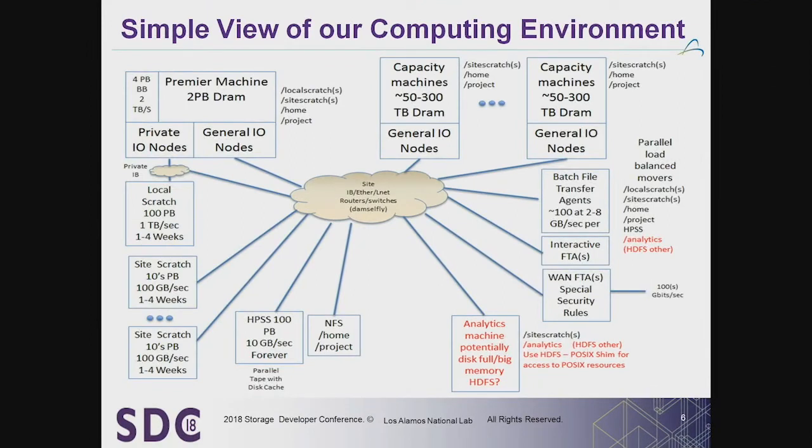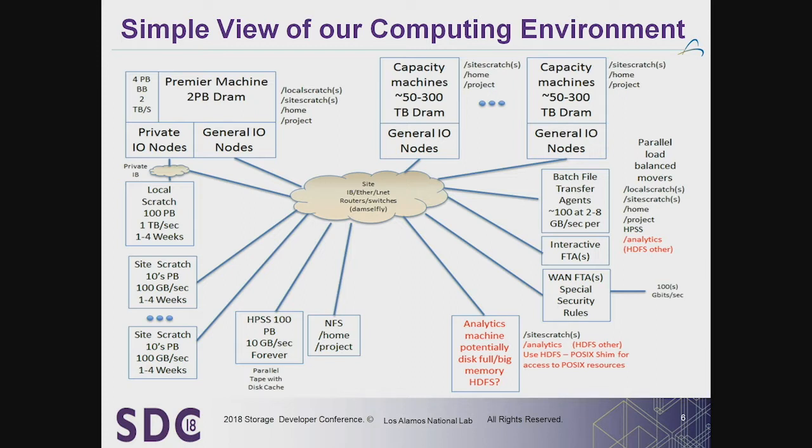We helped develop HPSS. It's parallel tape, so you stripe data across lots of tape robots. And that's about 10 gigabytes a second, and the data is held forever, literally. We've got an NFS, for home and scratch and things, or home and project and things like that.